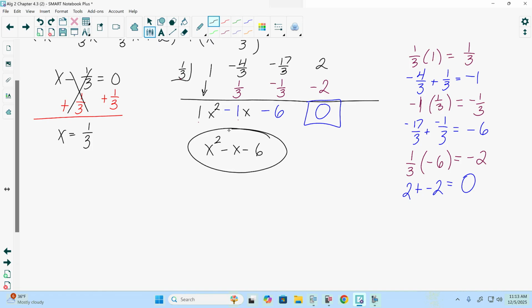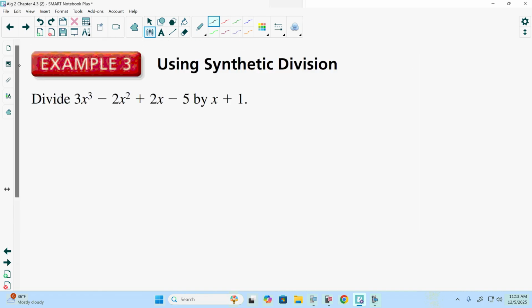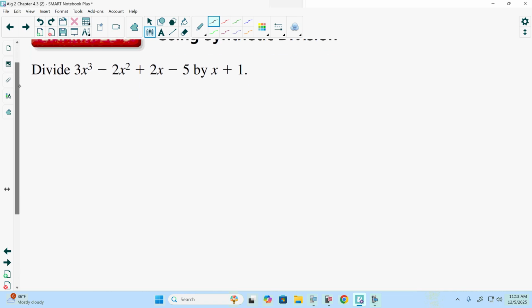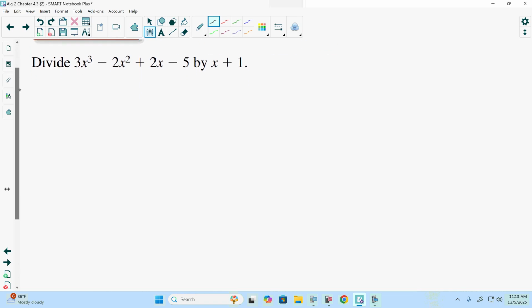Questions on this here? I feel pretty comfortable with this here. Let's see here. Let's do one last one, and then we'll move on to the second part of the lesson. The other part? Yes.